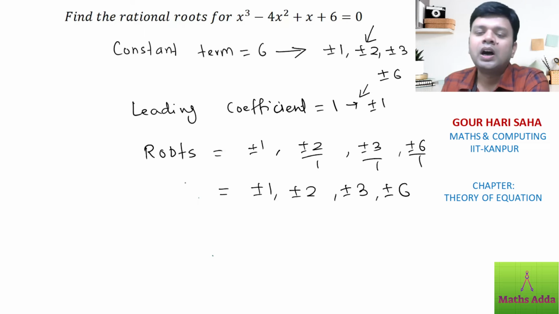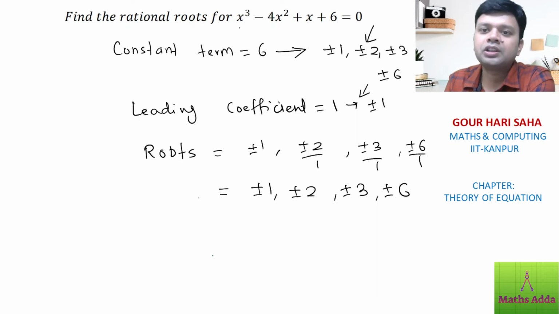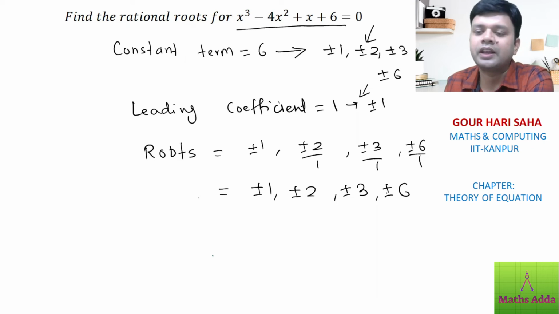So now how will we check which rational roots are acceptable? So x is equal to 1. What I will be doing is putting the values here and checking which of these values are satisfying. So if I put x is equal to 1, it becomes 1 cube minus 4 plus 1 plus 6, that is 8 minus 4, 4. So the left hand side is 4, it is not equal to 0. This means x is equal to 1 is not a root.